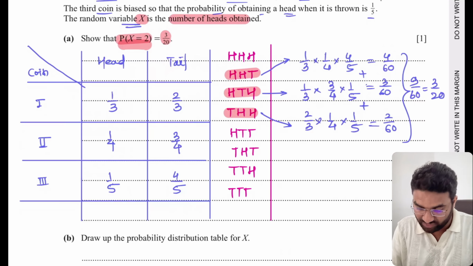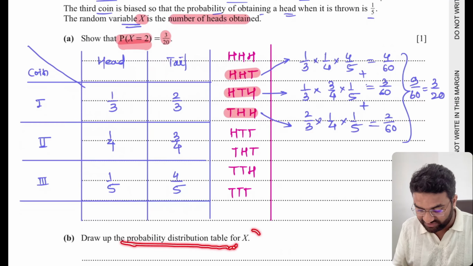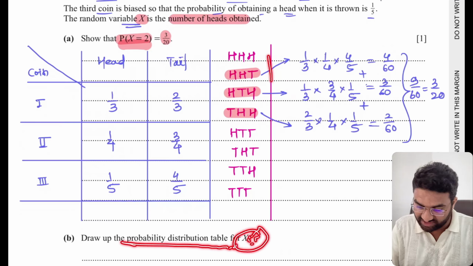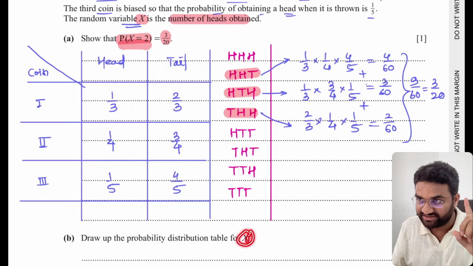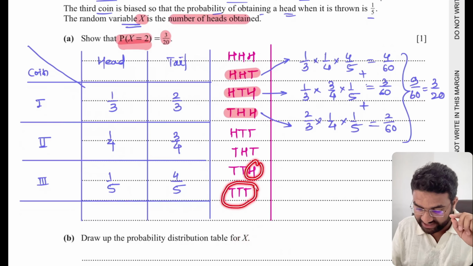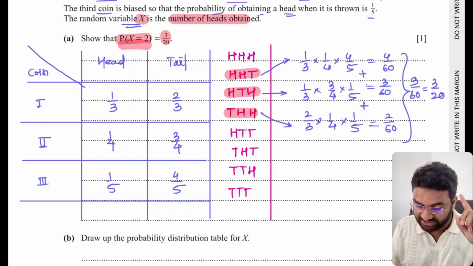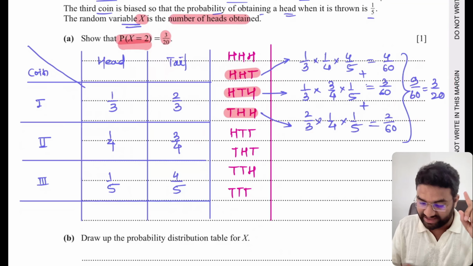Now for the second part, we have to draw the probability distribution table. If you observe all the possible cases, you will get X, the number of heads: 0 heads, then 1 head with these 3 cases, and 2 heads, which we have already calculated, and 3 heads.